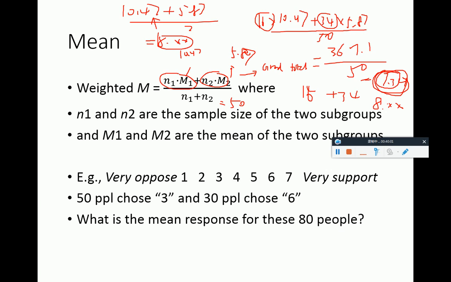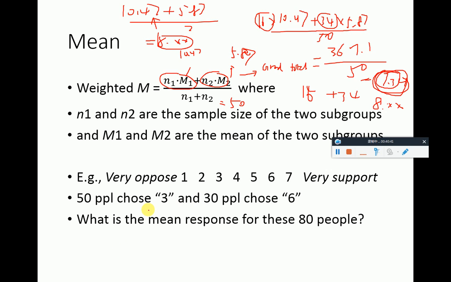What do we do? What is the mean response for these 80 people? Obviously, this question is still on this slide, so you should think that maybe this formula should be used again, right? If you want to solve this problem by yourself, you should pause before you hear my explanation. All right, so assume that you have tried to solve this problem by yourself. Let's try to solve this together to see if you get it right.